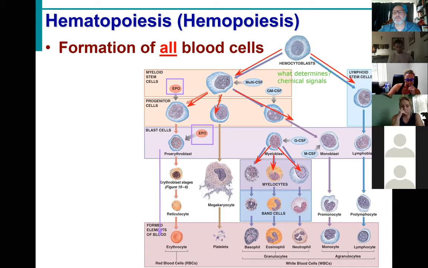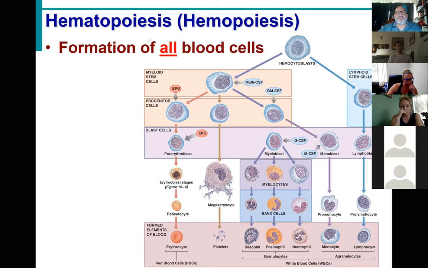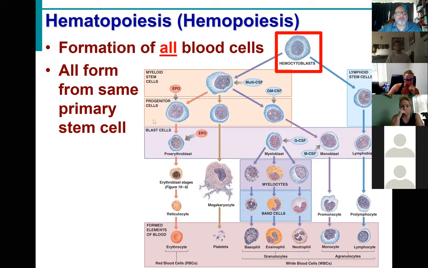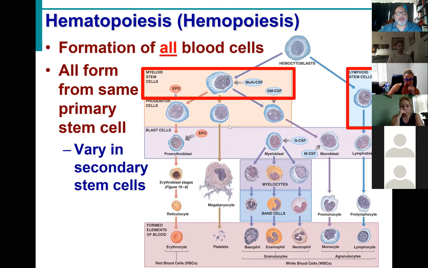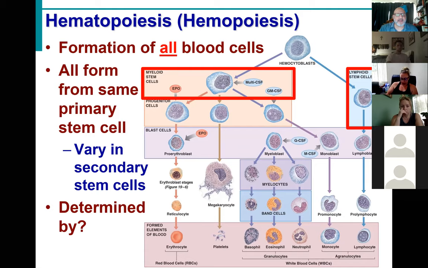Okay. So yeah, it's gonna be those chemical cues that are gonna determine it. So again, they all start from the primary stem cell, but go to different secondary stem cells. And so for every formed element, you must know their primary and their secondary stem cells. All right, and like I said, what they become is determined by chemical signals and hormones and other chemical signals.